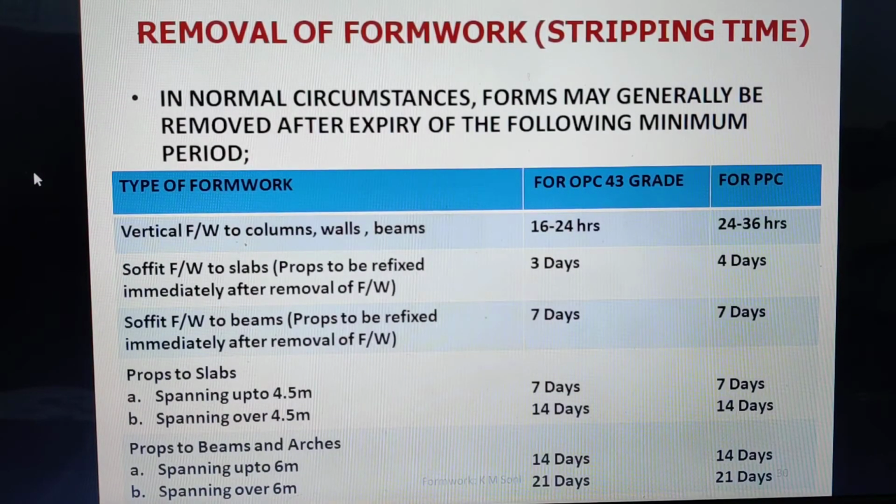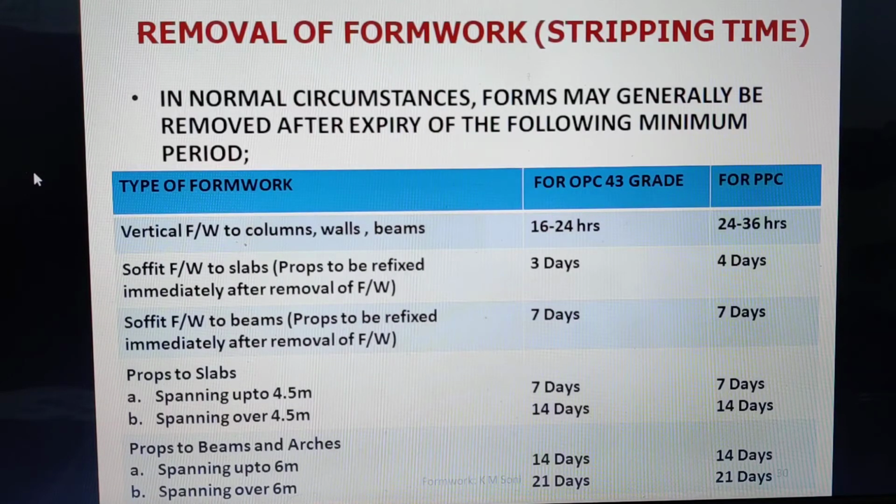And then there is removal of formwork, or stripping period or stripping time. So in normal circumstances, forms may generally be removed after expiry of the period which is given here, and this is again for normal concreting. And vertical formwork, basically to columns, walls, beams, is to be stripped out for 43 grade concrete in 16 to 24 hours, and for PPC more time, that is 24 to 36 hours. And this is to be done within the time, because curing is also important, and not before the time, because the strength should also be achieved.